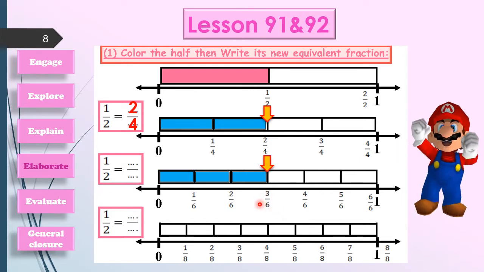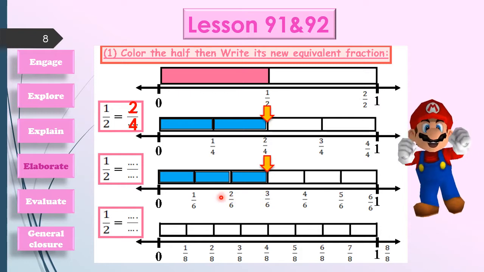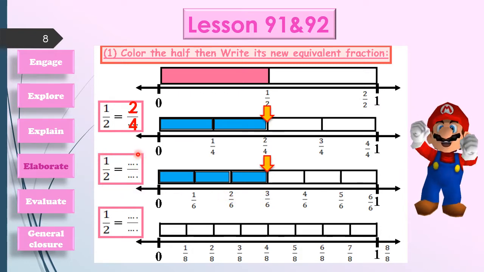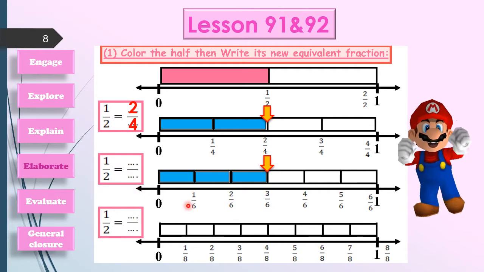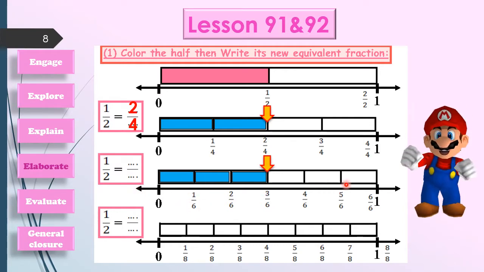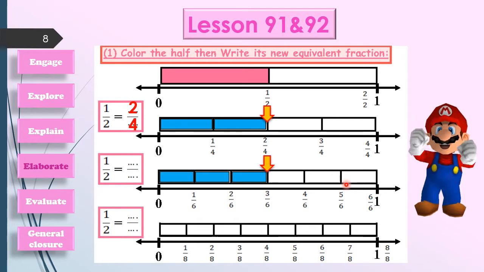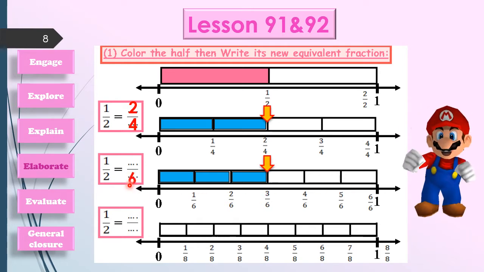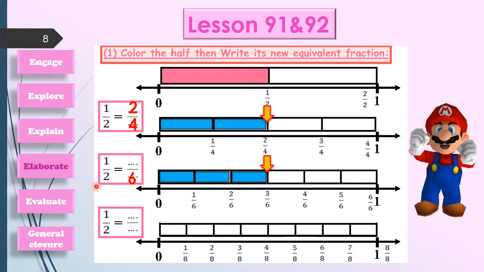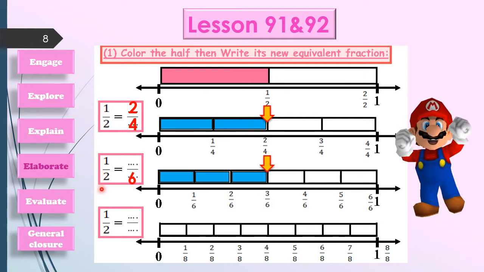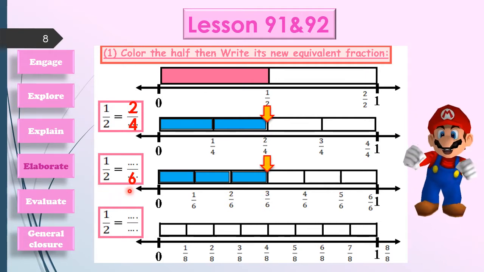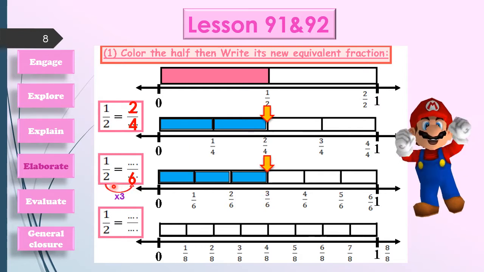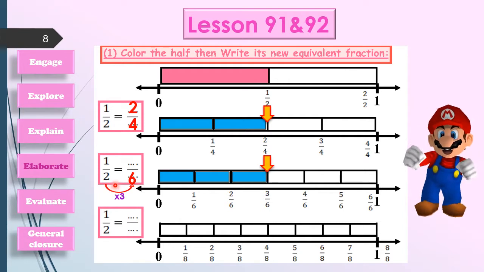Let's do it mathematically. Here we have half equals what? Yes, here we have our fraction strip divided into 6 equal parts. Let's write down in the denominator 6. And ask yourself, 2 by what equals 6? Good job, it will be 3. 2 by 3 equals 6.